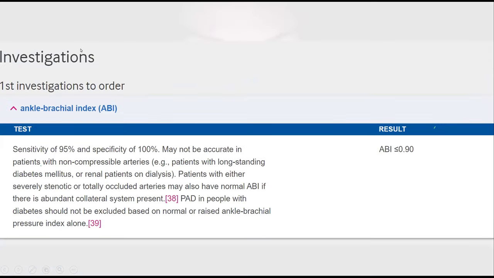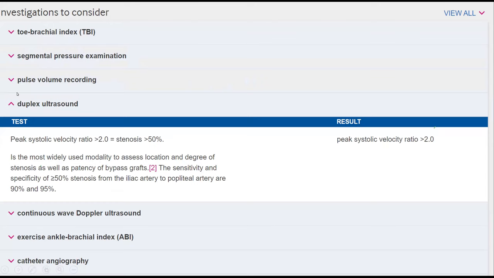Investigations to consider. There are many investigations. One of them is duplex ultrasound. So in MRCS, the second investigation is duplex ultrasound. A peak systolic velocity ratio more than 2 on the duplex ultrasound indicates stenosis of more than 50% of the arterial diameter. It is used to assess location, degree of stenosis, and the patency of bypass graft. The sensitivity and specificity for more than 50% stenosis from the iliac artery to popliteal artery are 90 to 95%. But this is the second one after ankle brachial pressure index.